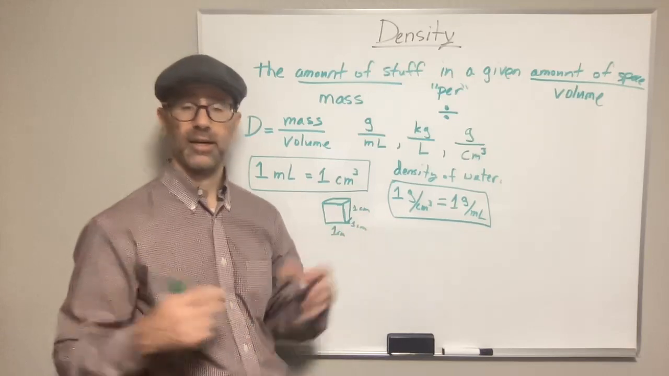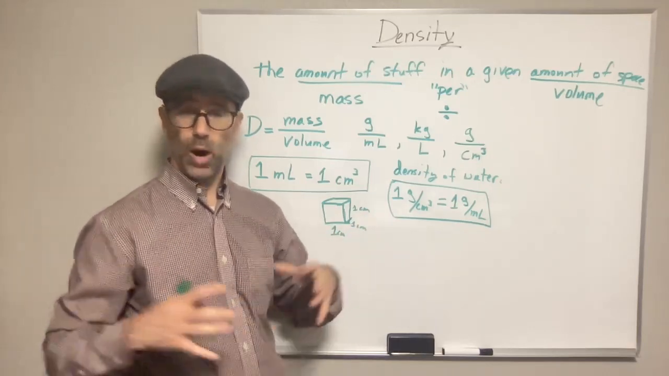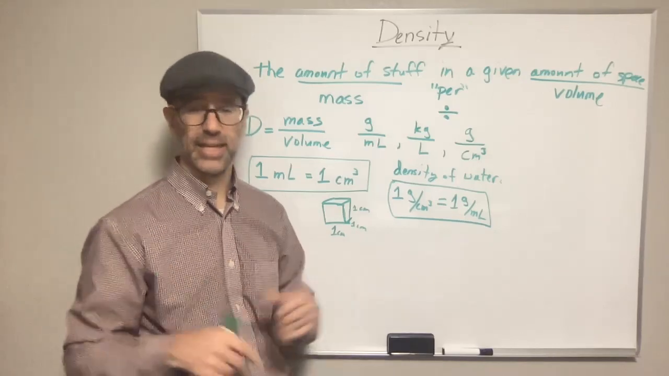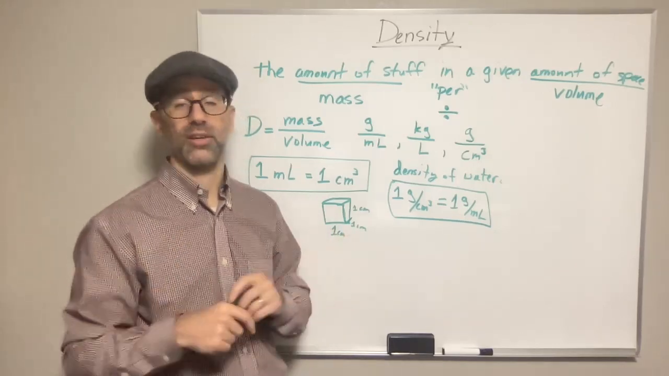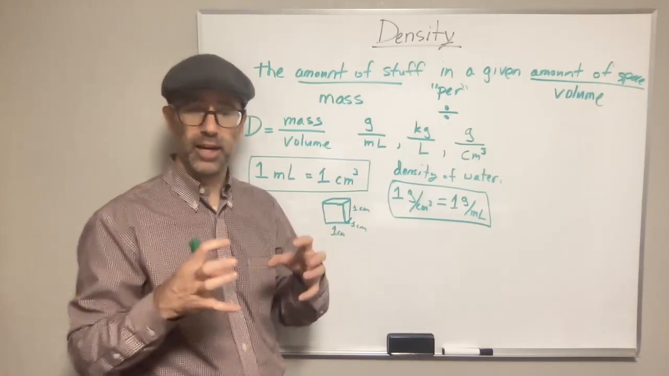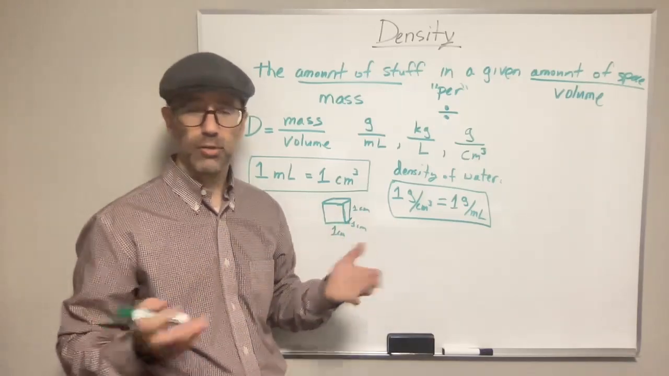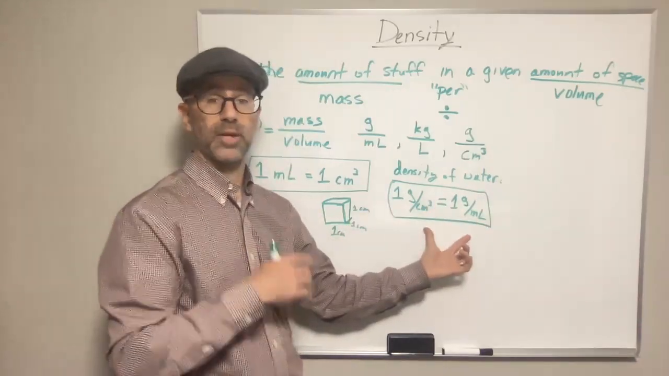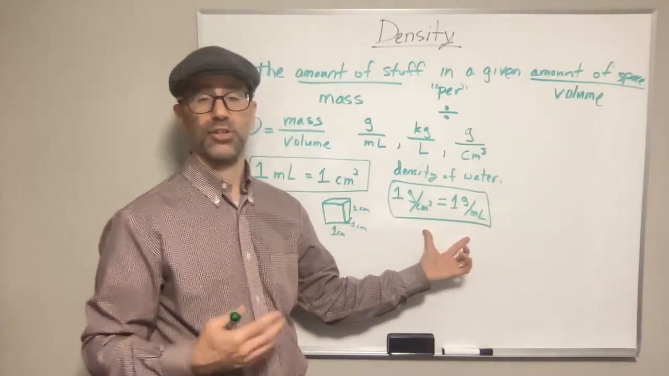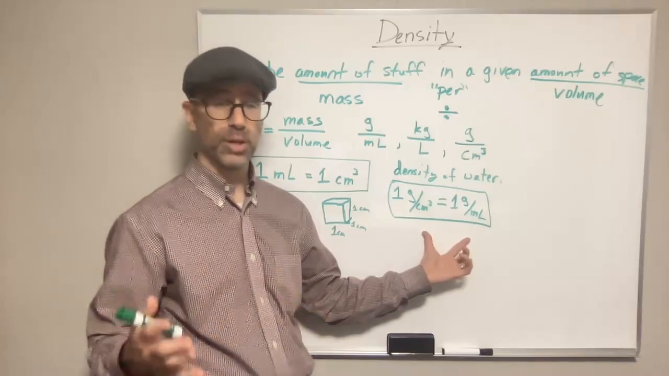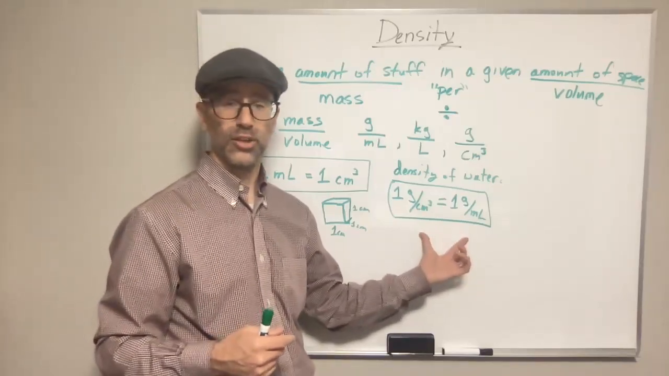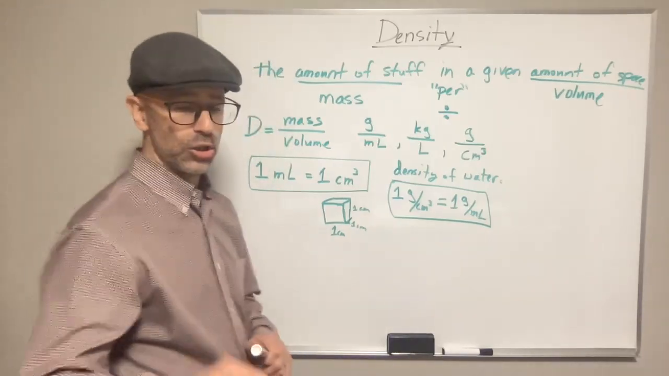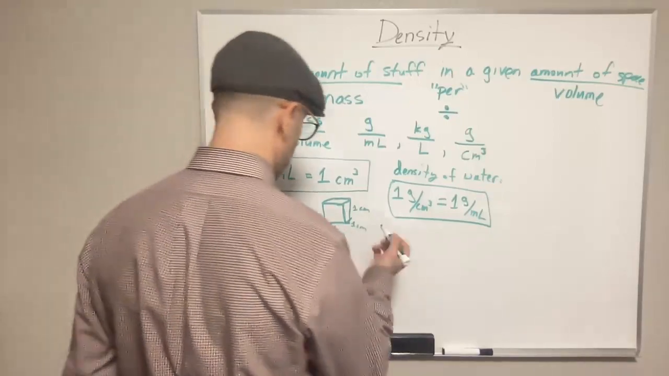If it gets really hot, things tend to become wider. Things tend to grow in volume and therefore become less dense. When things get cold, things tend to shrink and become more dense. Same thing with water. But this is still a good thing to memorize because usually we're working with normal conditions, room temperature conditions. So this is a good thing to know. Okay. So let's take a look at some examples.